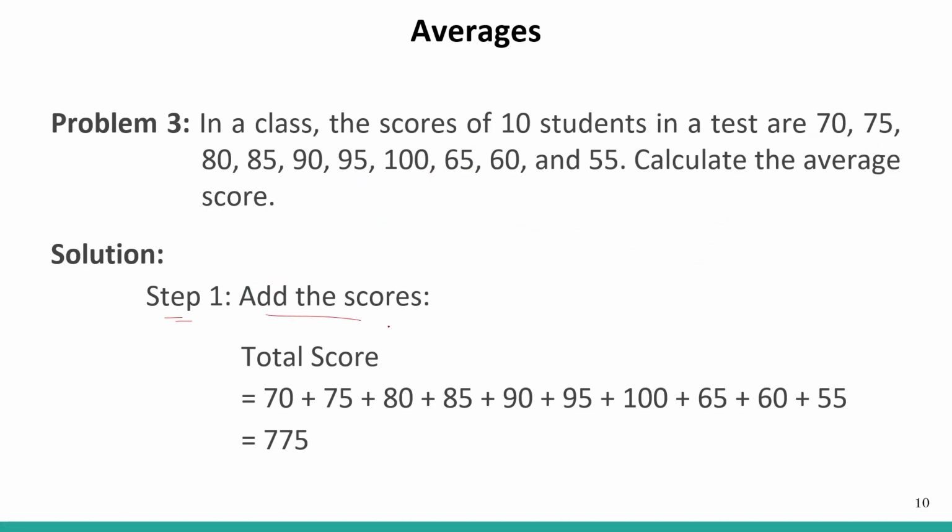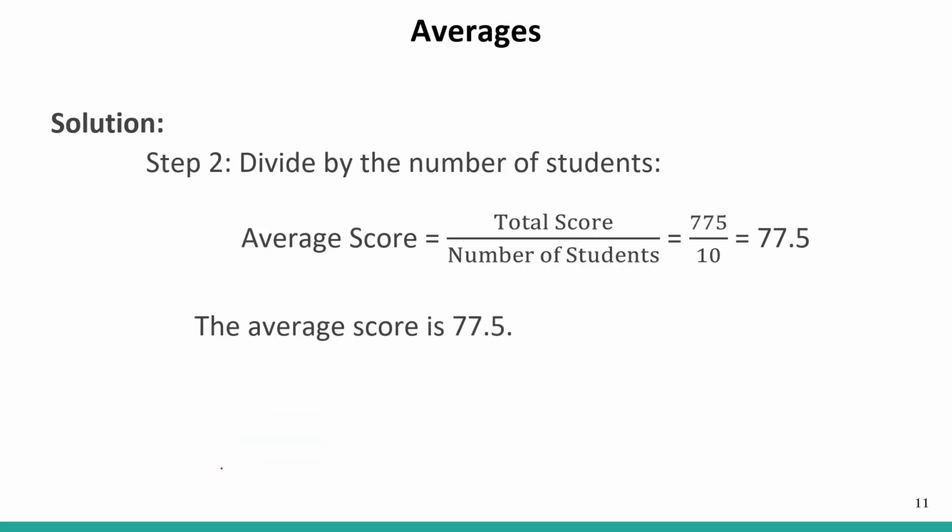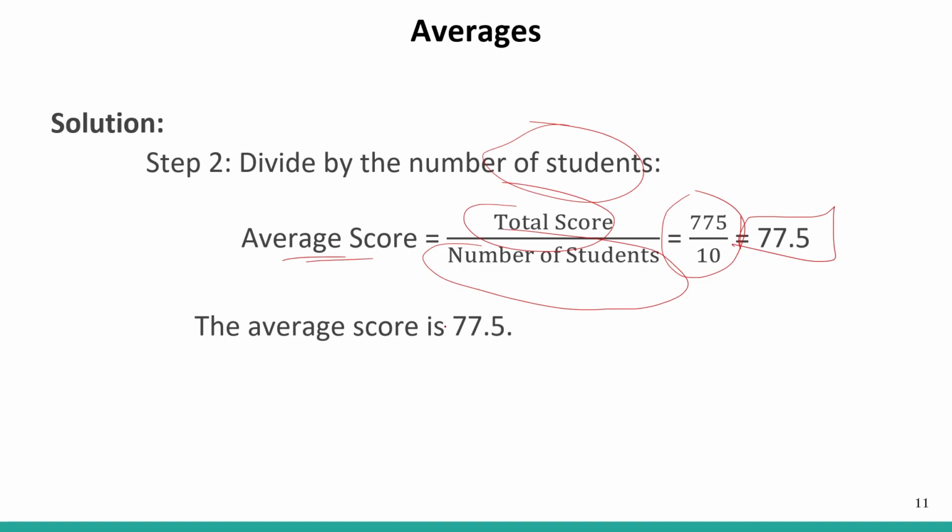Step 1 is to add the scores. The total score will be 70 plus 75 plus 80 plus 85 plus 90 plus 95 plus 100 plus 65 plus 60 plus 55, which is equal to 775. Then we divide that number by the number of students. Average score is equal to total score by total number of students, that is 775 by 10, which is 77.5. So the average score will be 77.5.